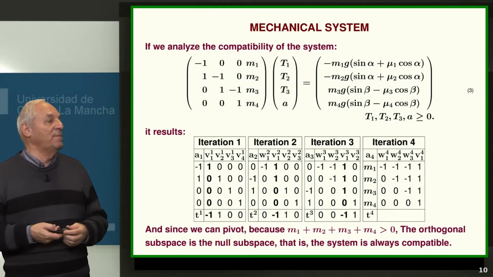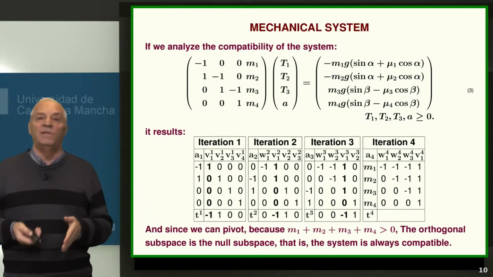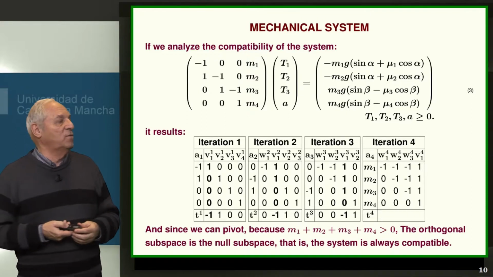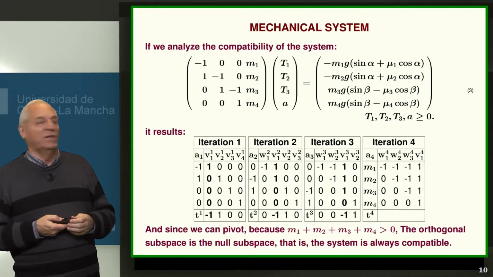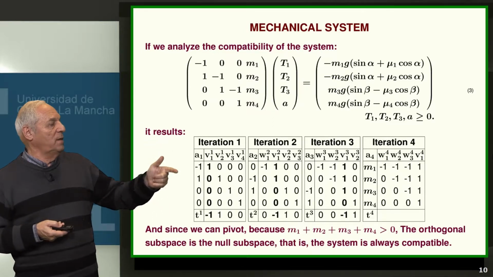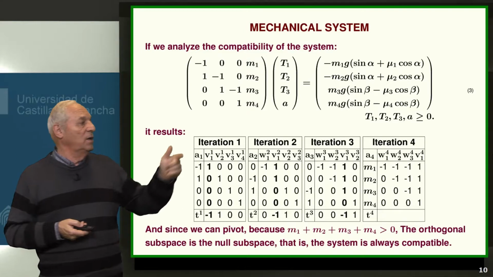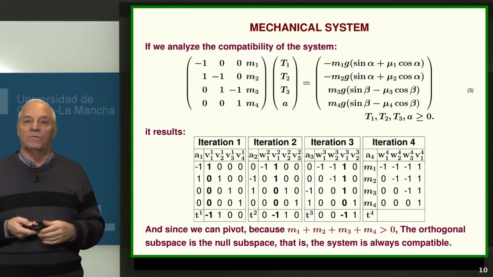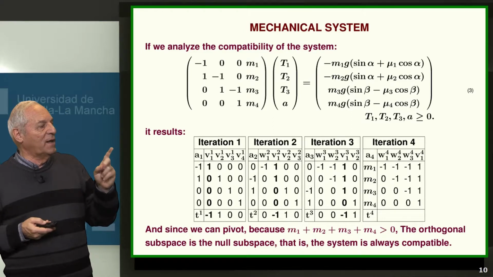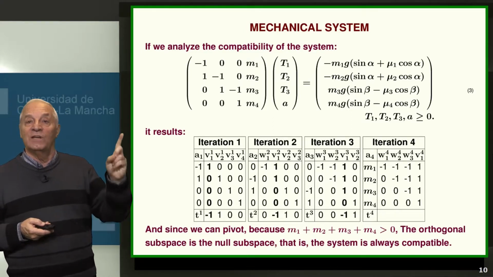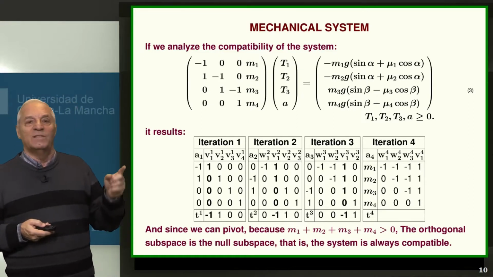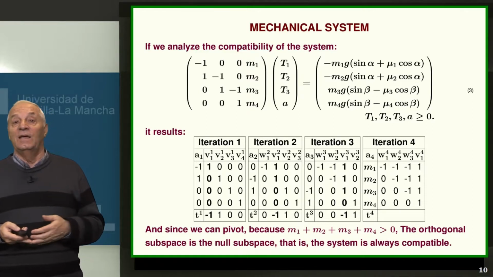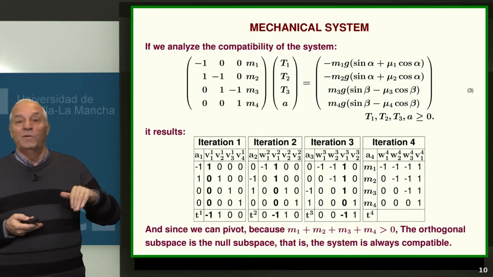To study the compatibility of the system, what do we do? As the vector of the independent terms must belong to the orthogonal subspace generated by the column vectors of the coefficients, we use the algorithm, and we enter the column vectors, which are -1 1 0 0 in iteration 1, 0 -1 1 0 in iteration 2, 0 0 -1 1 in iteration 3, we pivot, and in the fourth iteration we enter m1 m2 m3 m4, but we do not have to pivot, because if we multiply m1 m2 m3 m4 by the fourth vector, which is the only one with which we can pivot, we get m1 plus m2 plus m3 plus m4, and because the masses are positive, you see that that scalar product is non-zero, so we could pivot.